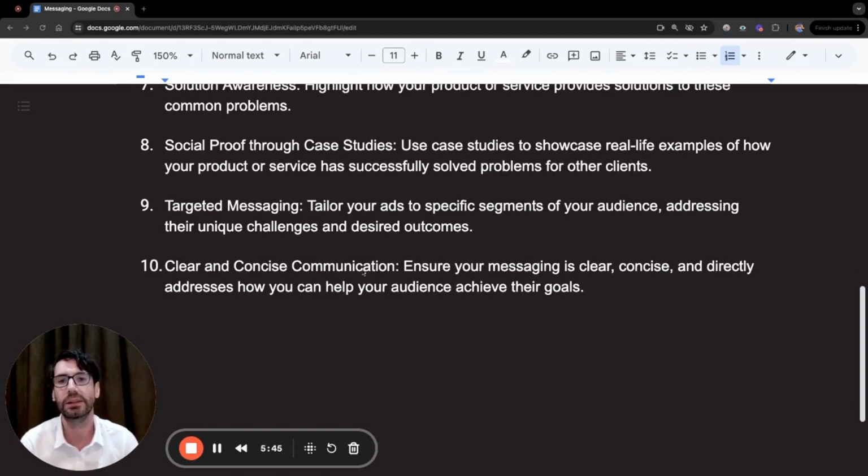Guys, please do this. Ensure that your messaging is clear, it's concise, and directly addresses how you can help your audience achieve their goals. Put all the fluffy language to the side. Yes, use niche specific terminology, because that's going to speak to your audience. When they see something, they're going to know, okay, this guy is speaking my language. But be clear and concise. You have to explain in plain language how you can solve people's problems.